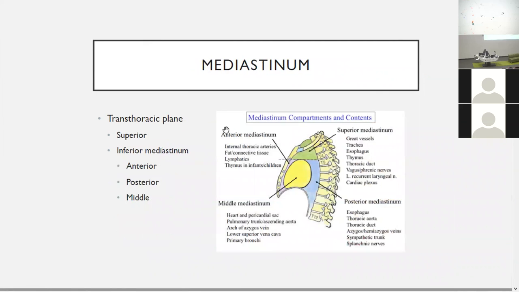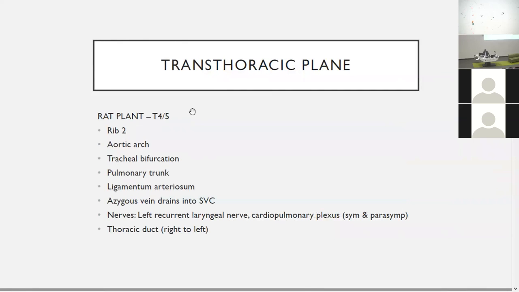Skip. So mediastinum, I guess the most important thing is to know which part of the mediastinum different components are in. So you have your superior mediastinum, and remember the angle of Louis is what separates it. So everything above that is the superior mediastinum. And then you have the inferior mediastinum, which has three different divisions: the anterior, posterior, and middle mediastinum. And middle is where you have your pericardium. And these are all the contents in there, which we don't have to go through.